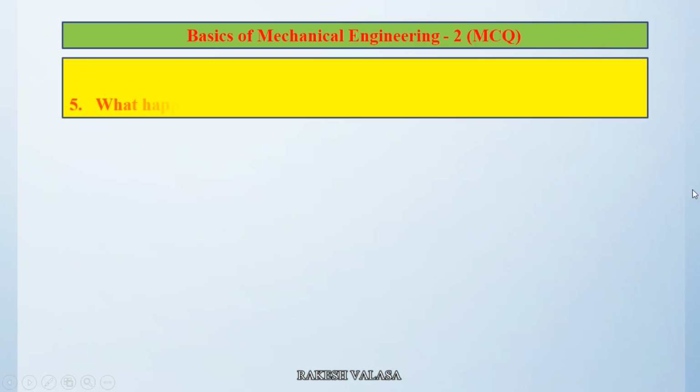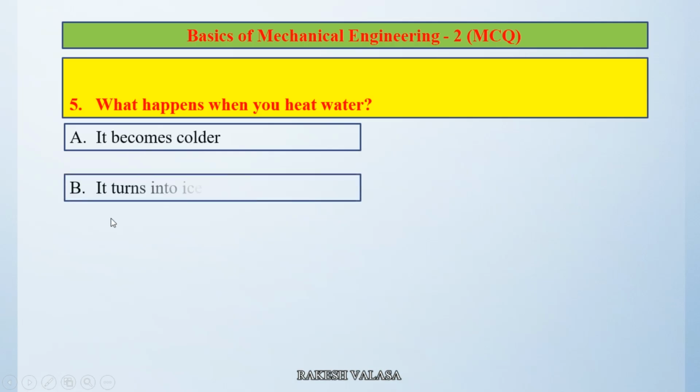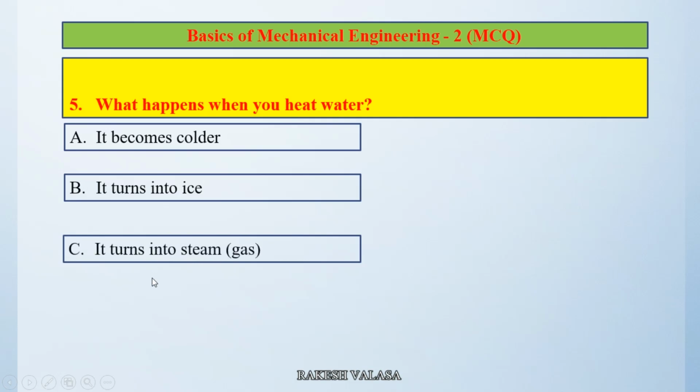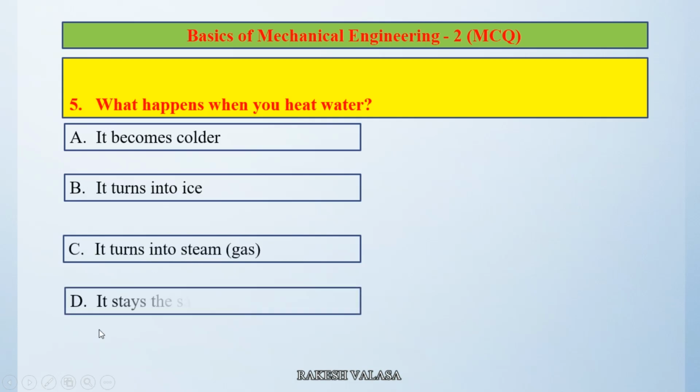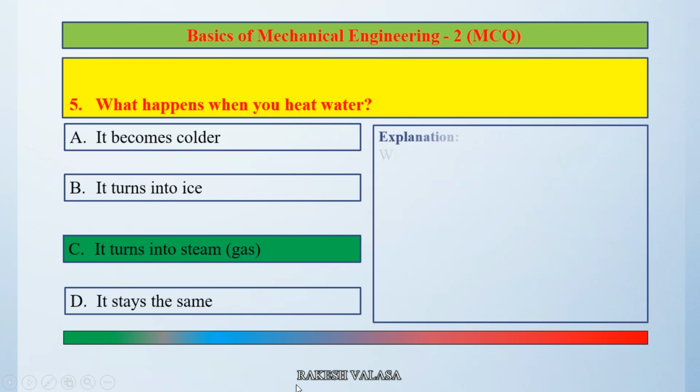Question number 5. What happens when you heat water? Option A, it becomes colder. Option B, it turns into ice. Option C, it turns into steam. Option D, it stays the same. The correct answer is option C, it turns into steam or gas. Let us see the explanation.